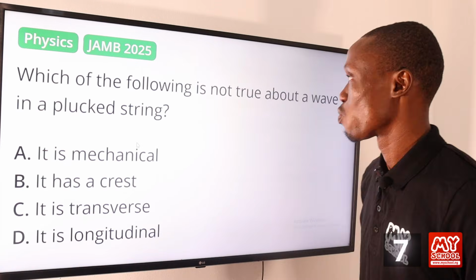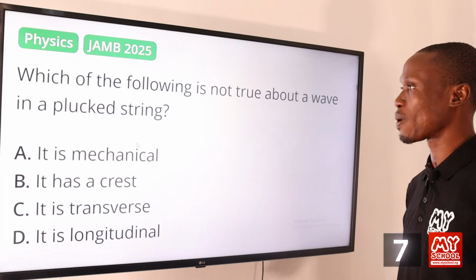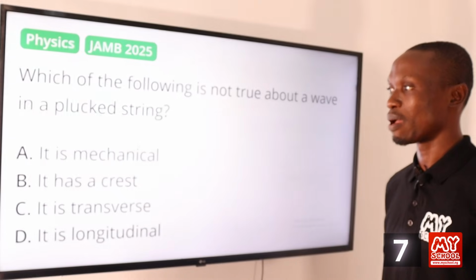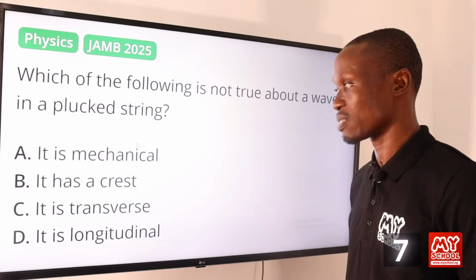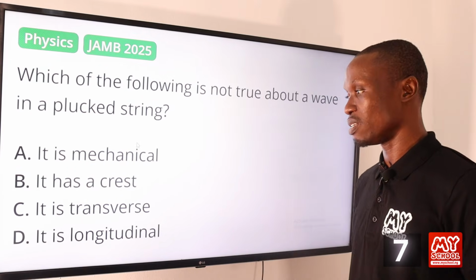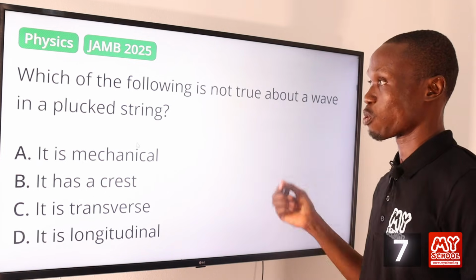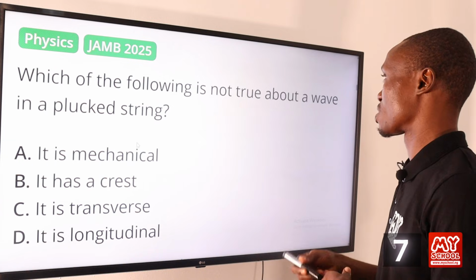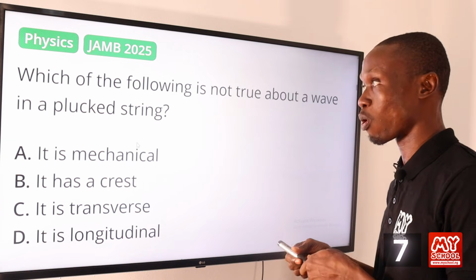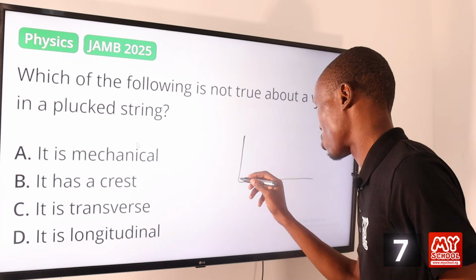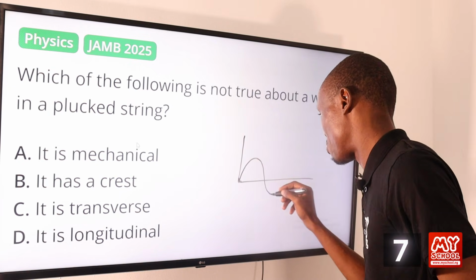Question 7. Which of the following is not true about a wave in a plucked string? A, it is mechanical; B, it has a crest; C, it is transverse; and D, it is longitudinal. In order to answer this question, it's proper for us to sketch a wave diagram of a plucked string. So it will be like this. This is the string, but once it is plucked, it will start vibrating, right?